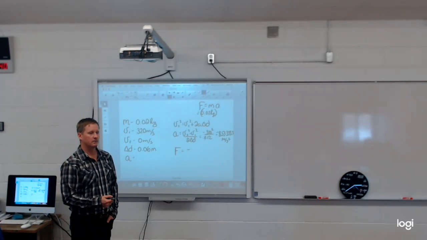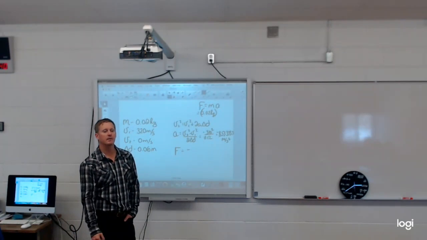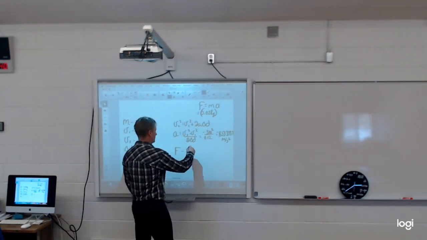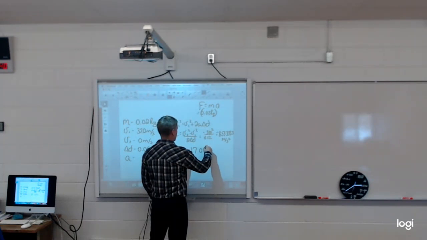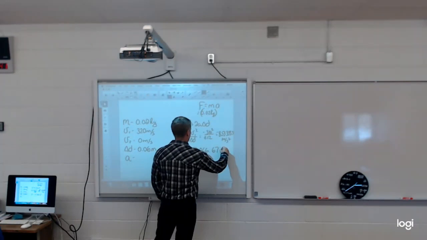It shouldn't be that big. It should be smaller than 853. What do you got, Chris? Negative 17,066.666667, repeating. There's your answer.